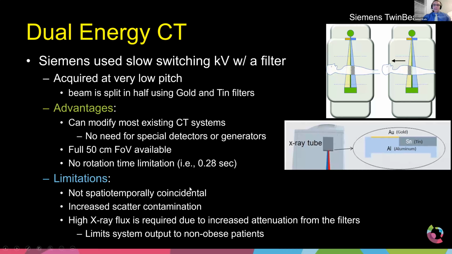That means you actually have to turn the mA up real high, so you get really high photon flux coming through. Now, all of those photons aren't actually hitting the body, because a lot of them are being absorbed in the filter. And therefore, the system is just fundamentally limited on how big a patient it can image. If you have a really big obese patient, then this system will not be able to provide the right amount of photons coming out of the X-ray tube.